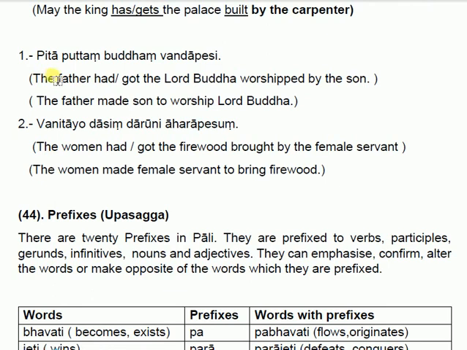Pita Puttang Buddhang Vandapesi. The father had or got the Lord Buddha worshipped by the son. So Pita means the father. Puttang, by the son. Here we can say Puttang or Puttena, instrumental case or accusative case. Buddhang, the Lord Buddha. Vandapesi, had worshipped or got worshipped.